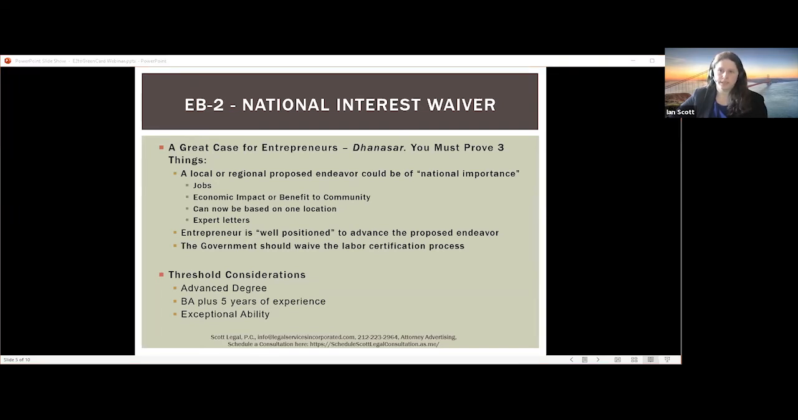And similar to what we discussed in the previous slide, if you're doing an EB-2 national interest waiver, you would go ahead and file the I-140. The I-140 is going to have all of the documentation about how you meet the threshold considerations and the three prongs that we just discussed. And then you would file the I-485 or go through consular processing when you're ready for that step.